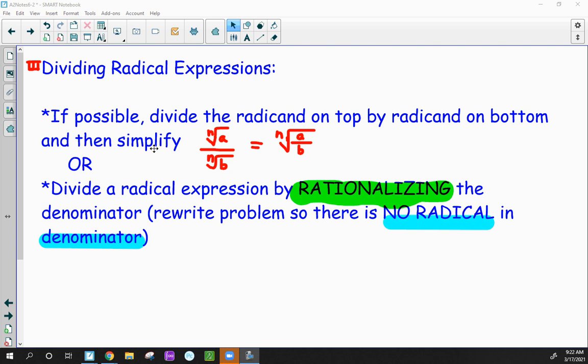Secondly, you can also divide a radical expression by rationalizing the denominator, and we did that when we were doing the complex or imaginary number unit. So we can't leave a square root, cube root, any type of radical underneath the division bar. So you're going to rationalize the denominator. You're going to rewrite the problem so there's no radical underneath.